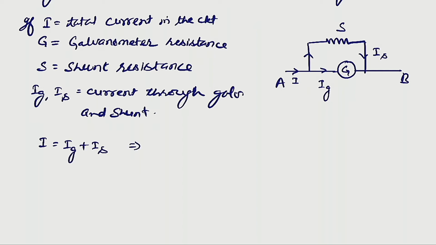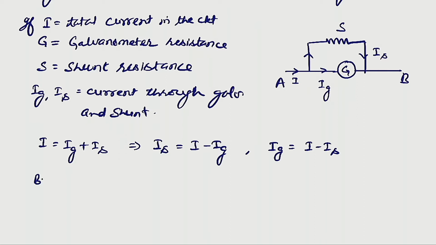This implies that the current through the shunt, Is, will be equal to I minus Ig, and the current through the galvanometer will be I minus Is. So these are the currents flowing through the galvanometer, the shunt, and the total current.